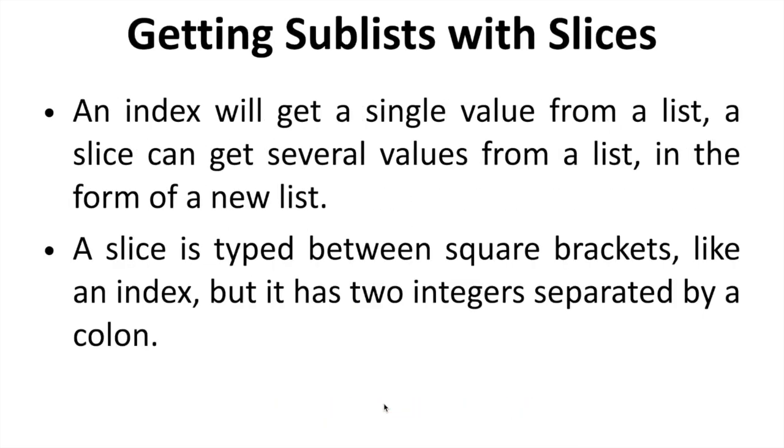Next, you can generate sublists with slices. That means you can take one main list, and using that main list, you can generate sublists. How to do that? Using slices. An index will get a single value. You know that by using the index, I can access only one value from the list. But if I want to access multiple values from a list, how can you do that? Using a slice. It is going to generate one more sublist. Okay. So there is a syntax.